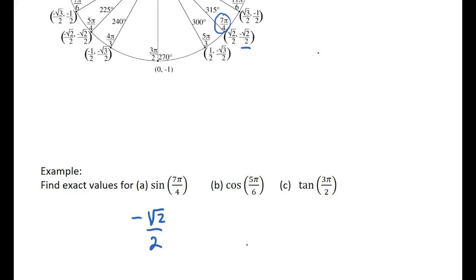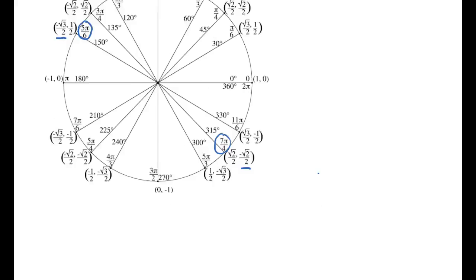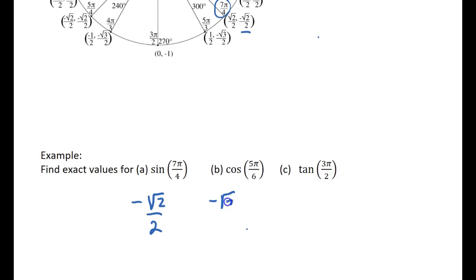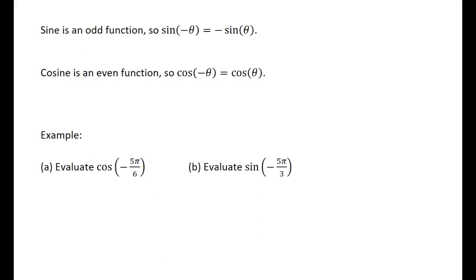What's the cosine of 5 pi over 6? Okay, here's 5 pi over 6. Cosine is our x coordinate, negative root 3 over 2. And the tangent of 3 pi over 2, okay, here's 3 pi over 2. Tangent is going to be the y over the x. Now we cannot divide by 0, so we say that the value of tangent at 3 pi over 2 is undefined.